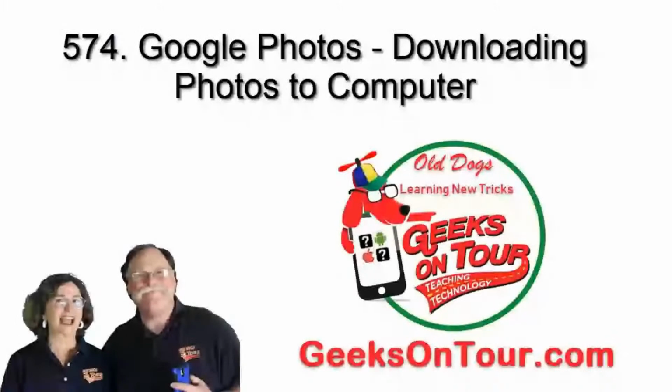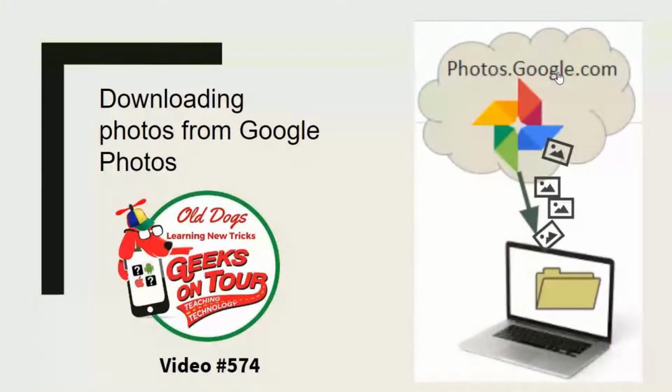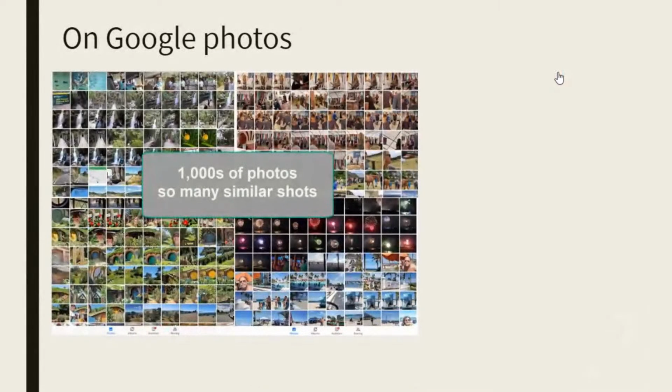This is good stuff. And this quick tutorial video is about downloading photos from Google Photos. Google Photos stores your entire library of photos in the cloud so you can see them with any connected device. But most people also want a copy on their local computer or backup hard drive. But here's the deal. On Google Photos, it stores all of my photos. I have thousands and thousands and so many similar shots. I don't need to have all of those. I don't want to have all of those on my hard drive.